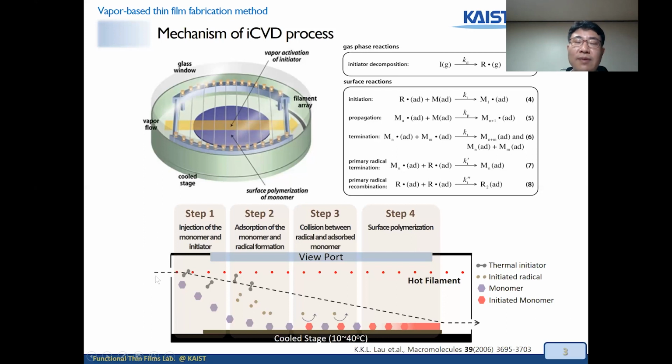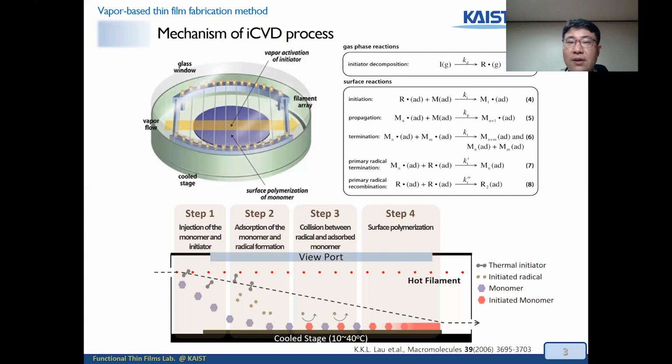When these two chemicals flow into the system, they hang around, and the initiator decomposes to form radicals, while the hexagonal monomer just adsorbs on the cooled substrate. These radicals are transferred to the monomer, and the monomers recombine together to form the polymer, and the polymer film grows up from the cooled substrate. That is basically what happens.